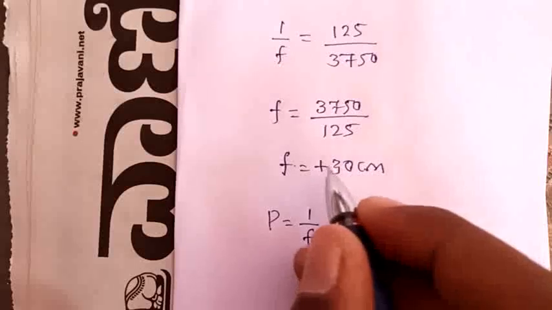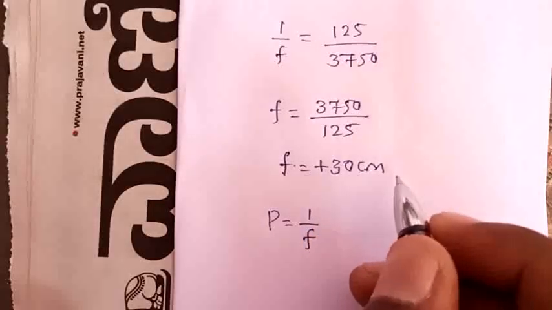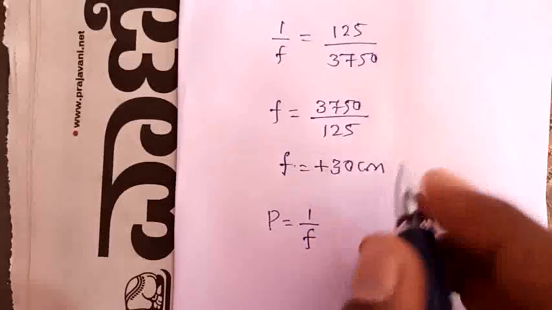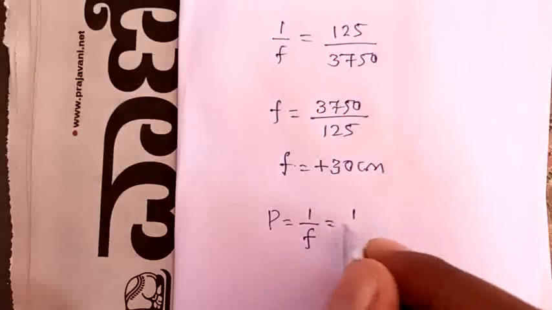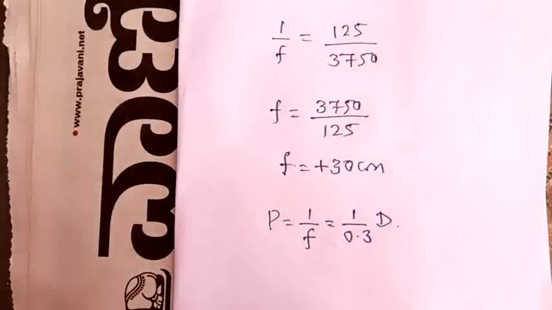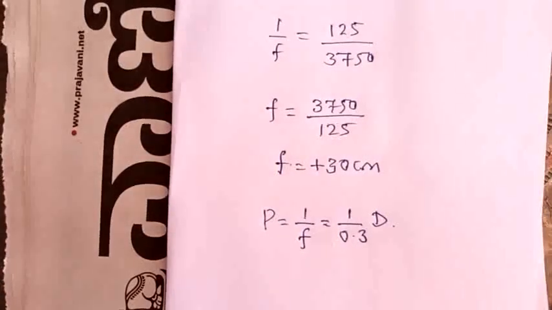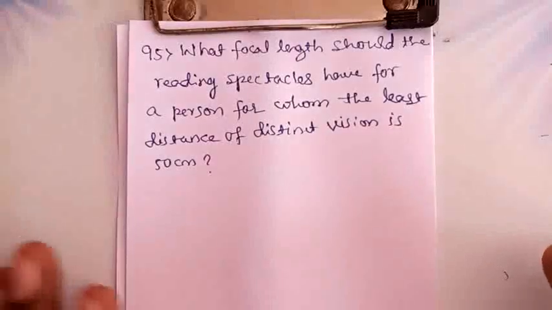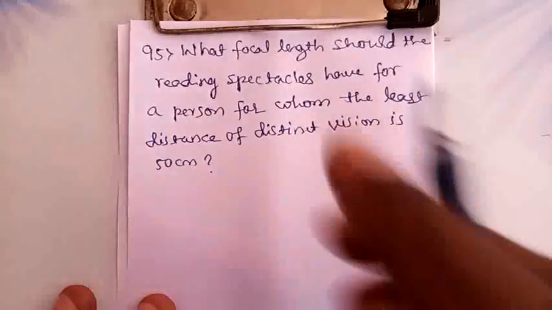But you have to convert the focal length in terms of meter. So 30 centimeter in terms of meter is 0.3, that is 1 by 0.3 diopter. Okay, it is the power of the lens. So next, question number 95.